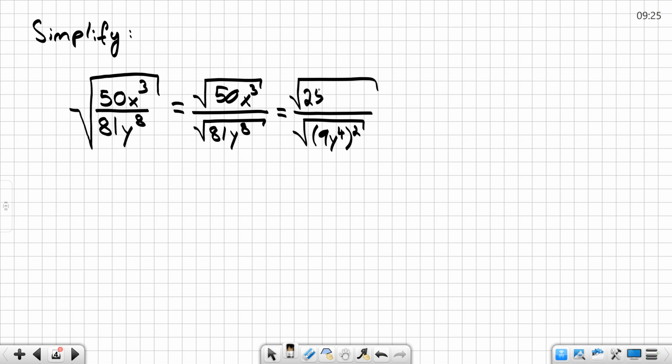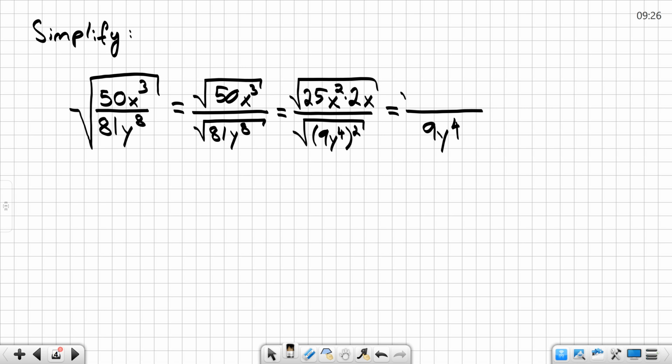50 is the same thing as 25 times 2. X cubed has an x squared and an x in it. And now I look just first in my denominator. This will be just 9y to the 4th. So in other words, down here, there is no radical left at all.